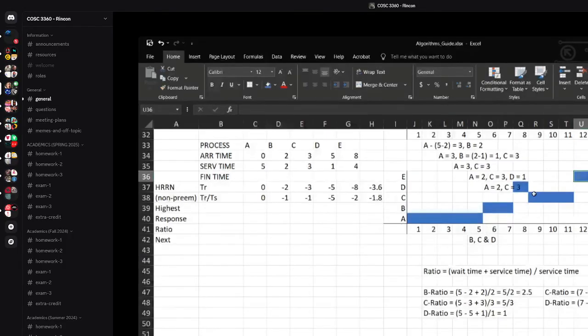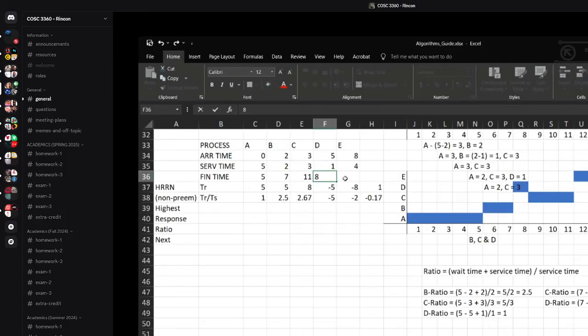Any questions about this? I'll just quickly finish off the finish time. So this is 5, B finishes at time 7, C finishes at time 11, D finishes at time 8, and then E.